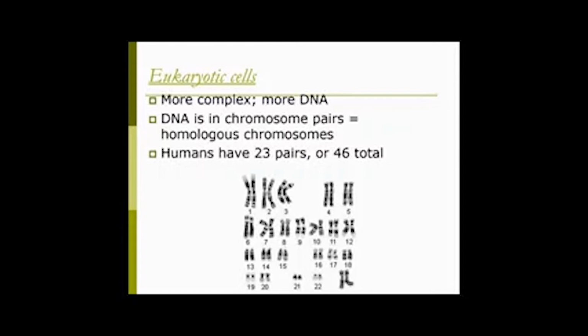We're going to talk more about this in the next unit, but the 23 pairs, we get one set or pair, one half of the pair from mom, one half of the pair from dad. So we actually have copies of the DNA, but not identical copies. And we'll talk about that in the next unit.